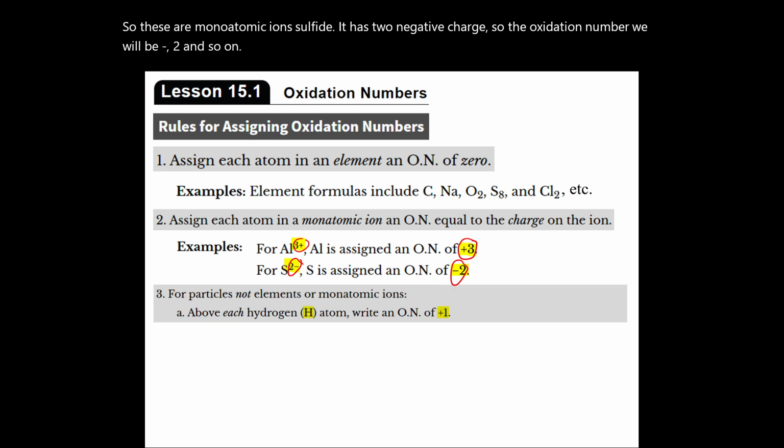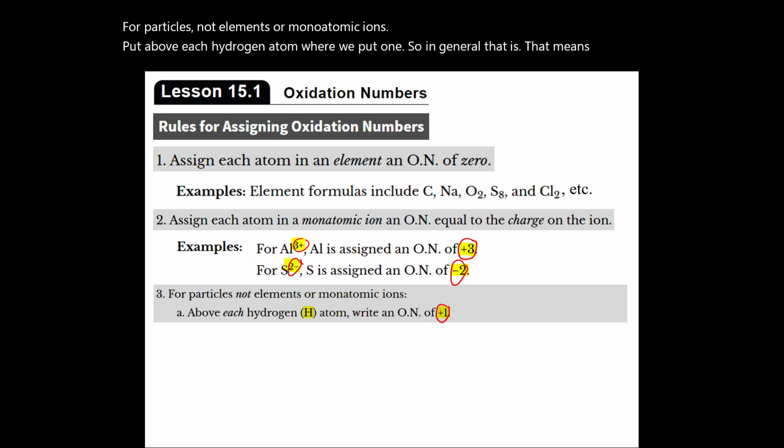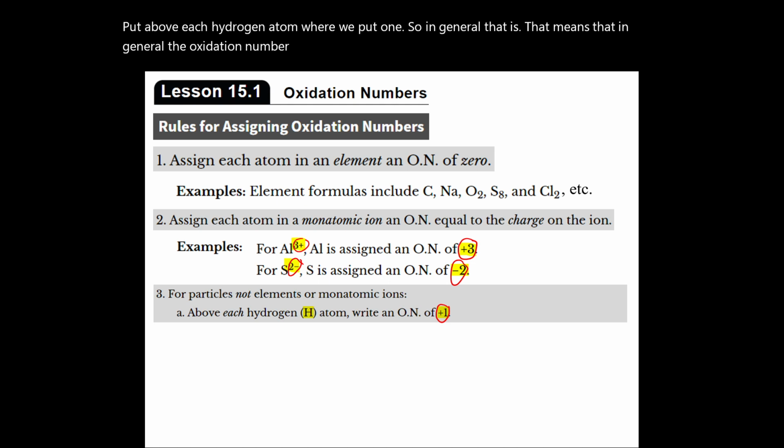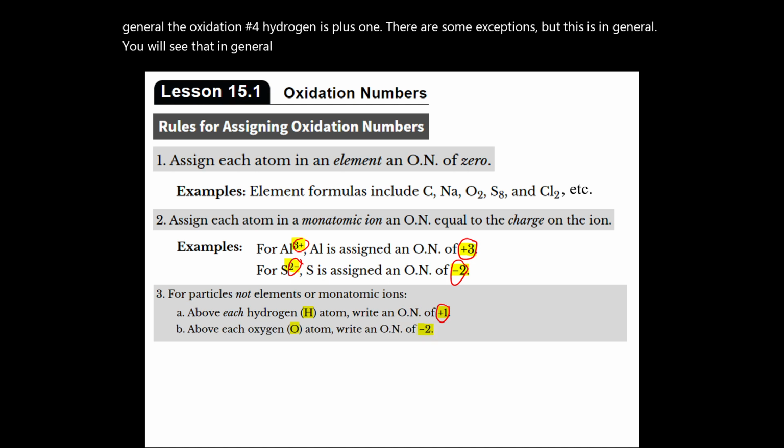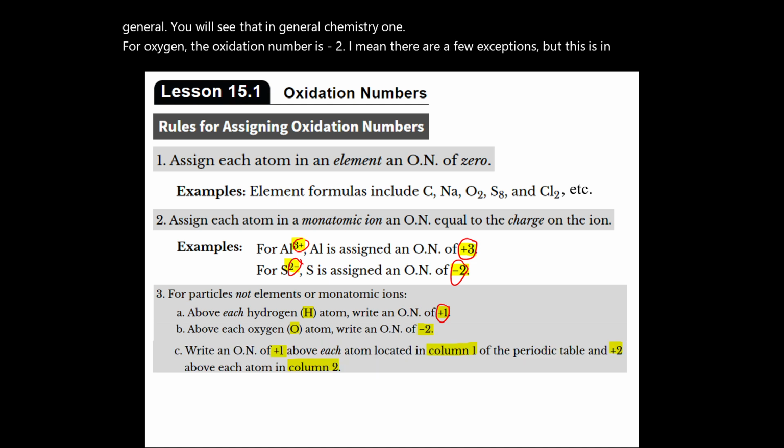For particles that are not elements or monoatomic ions, we put +1 above each hydrogen atom. So in general, the oxidation number for hydrogen is +1. There are some exceptions, but this is in general. You will see that in general chemistry 1. For oxygen, the oxidation number is -2. There are a few exceptions, but this is in general.